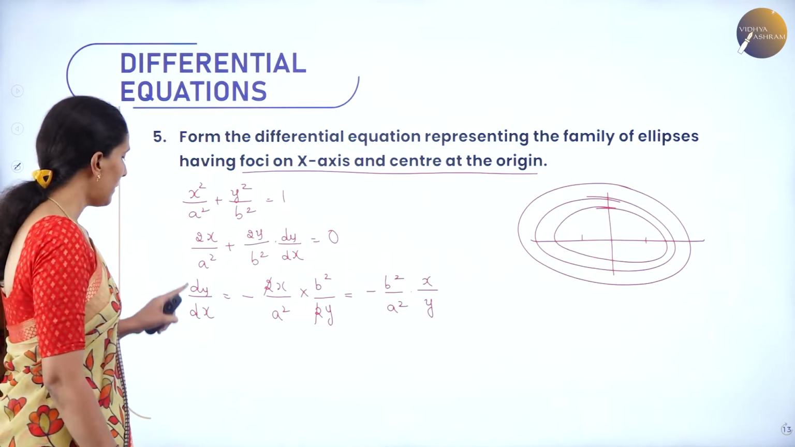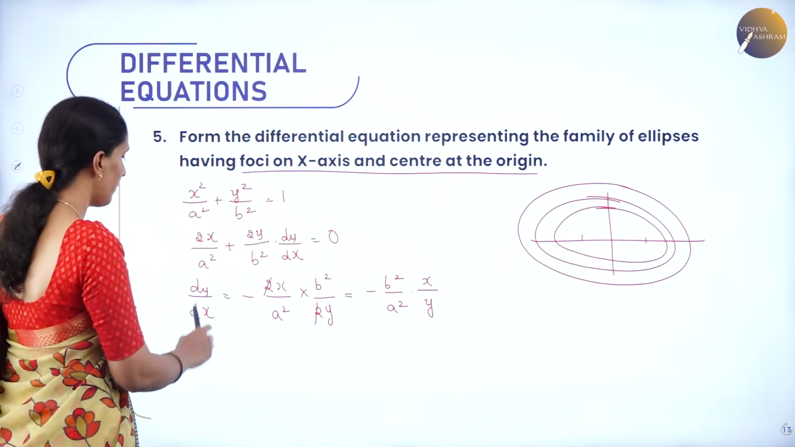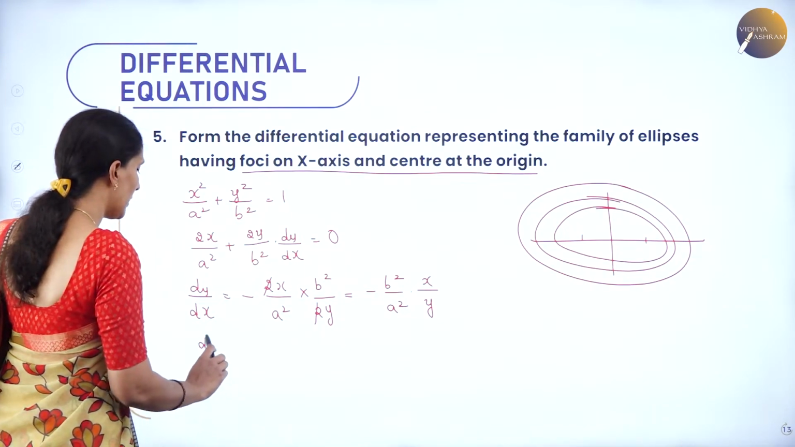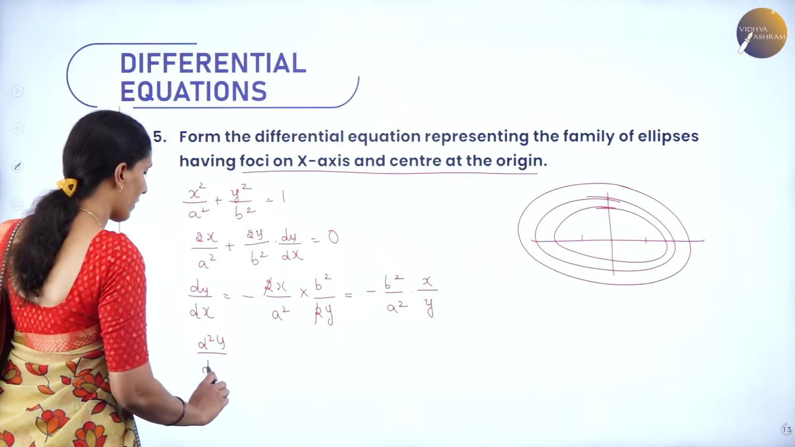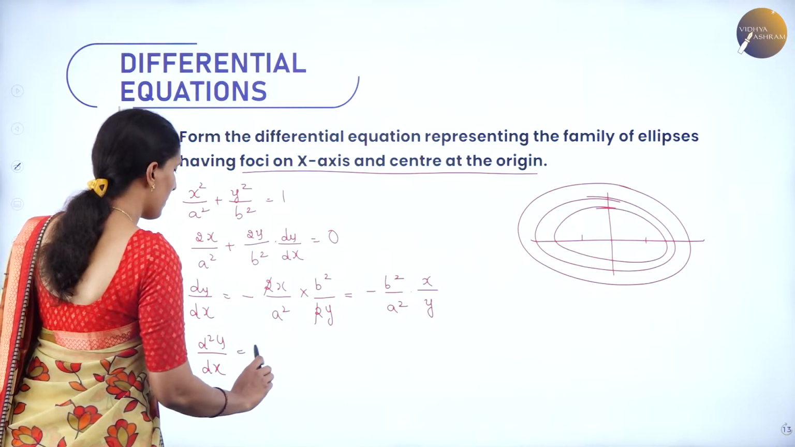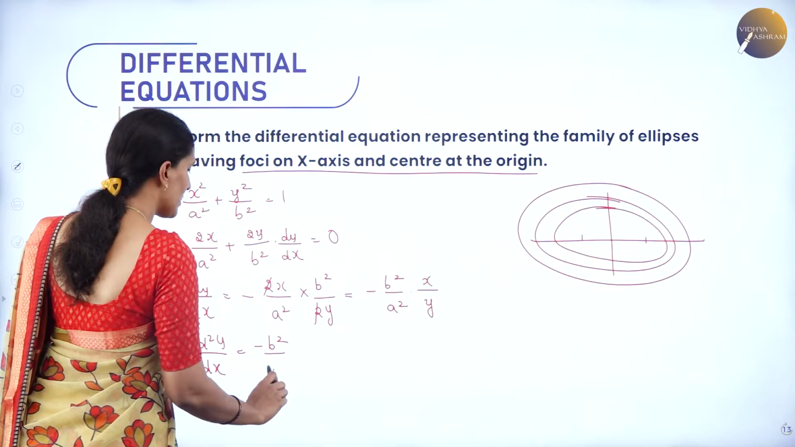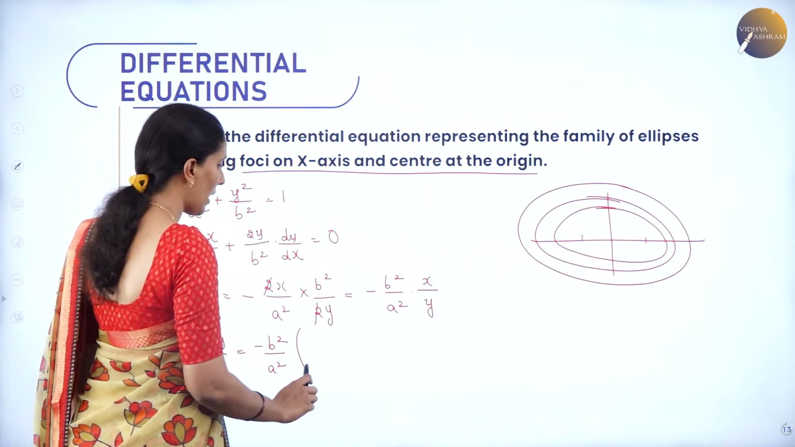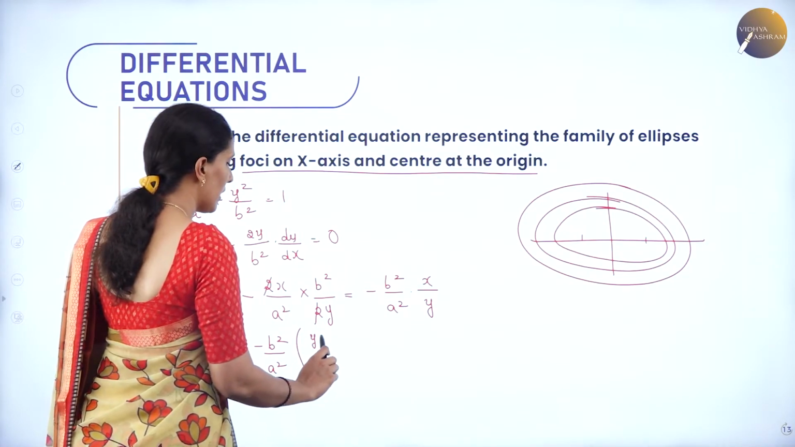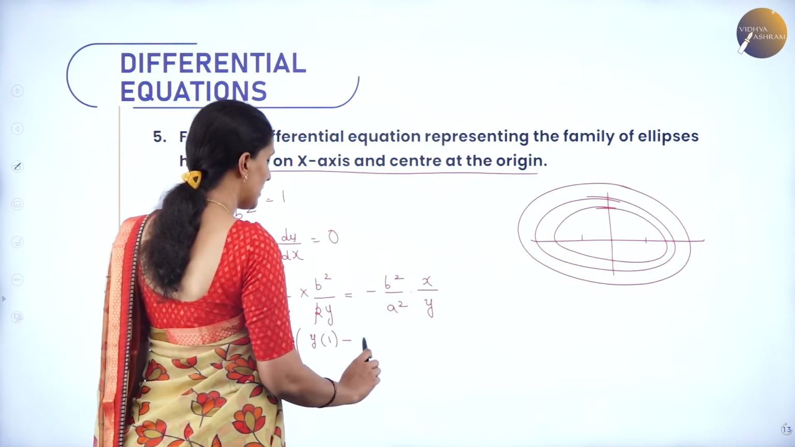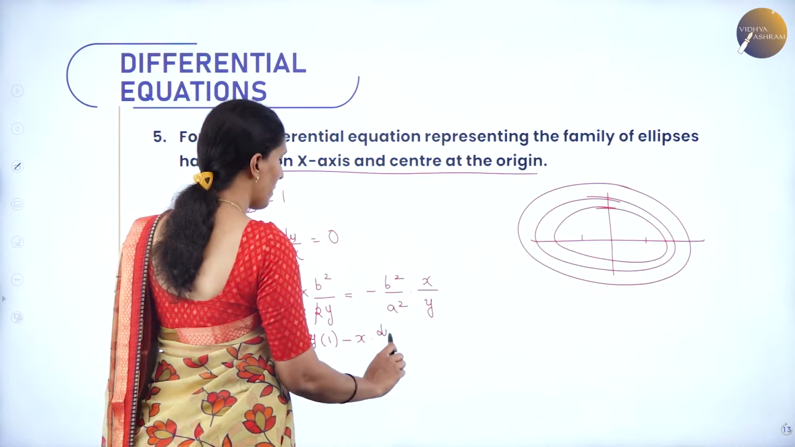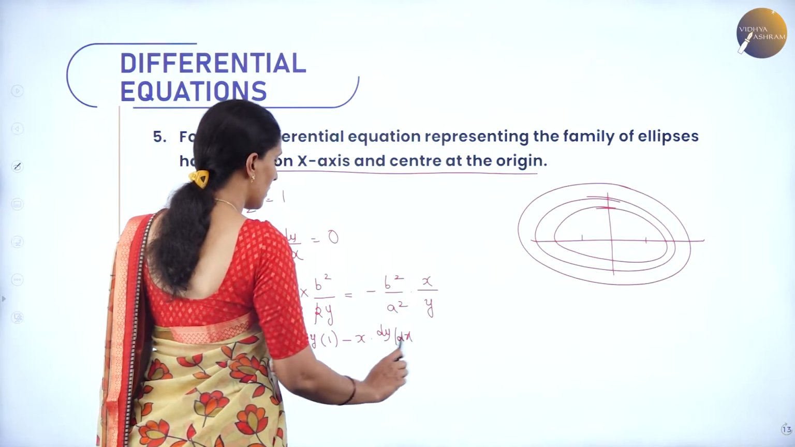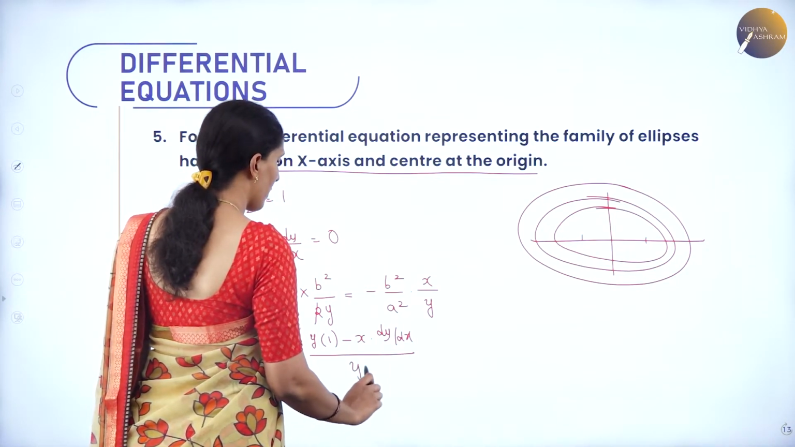Now here let me differentiate this again. So if you differentiate this again, you will get d square y by dx square. Here I can take minus b square by a square as a common factor. So let me differentiate x by y. So here what happens? y into 1 minus x into dy by dx divided by y square.